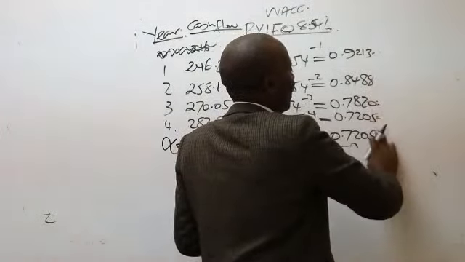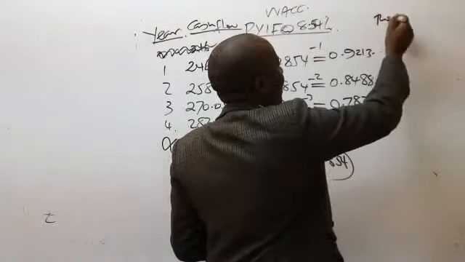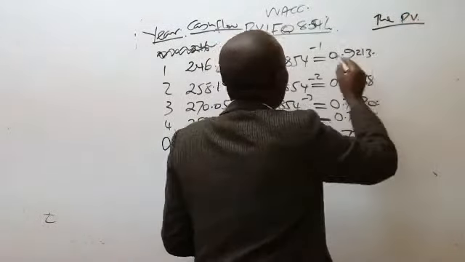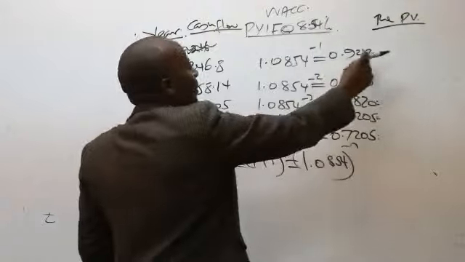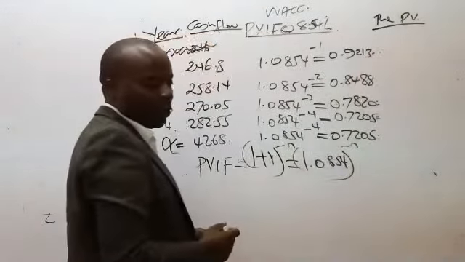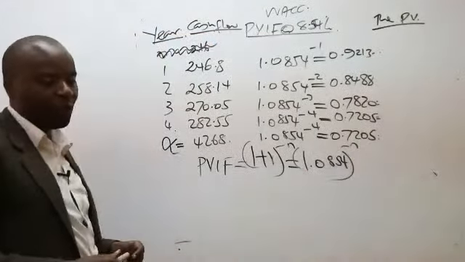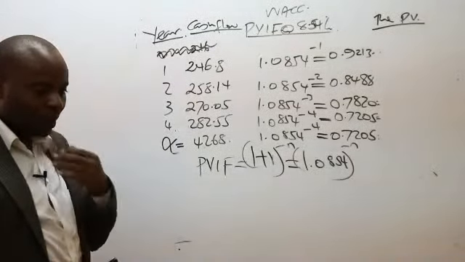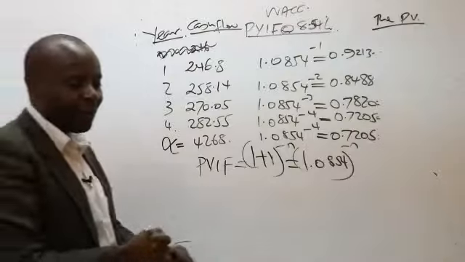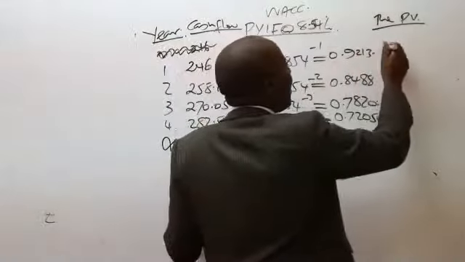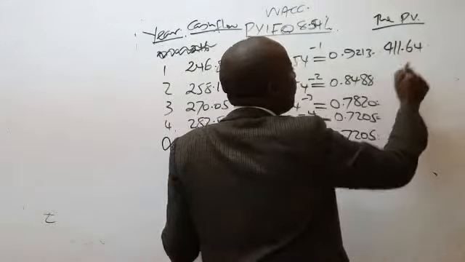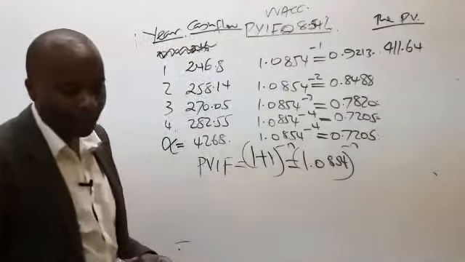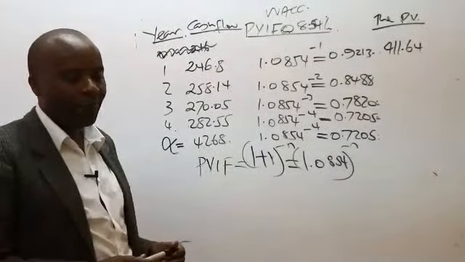Not PVIFs, but the present values. You multiply this and this. Give me 2 decimal places. So Caro tells me the first one is 411.64. What is the second one?